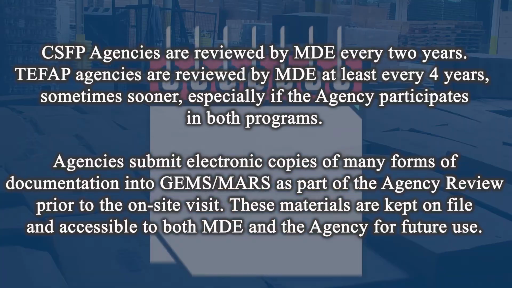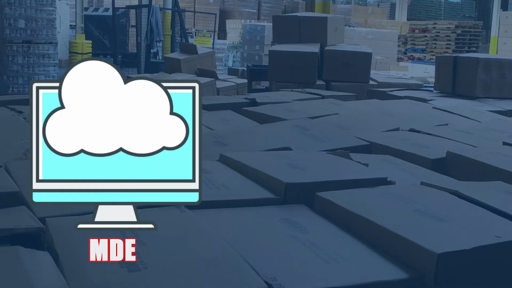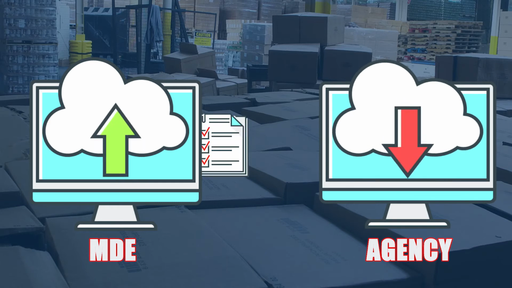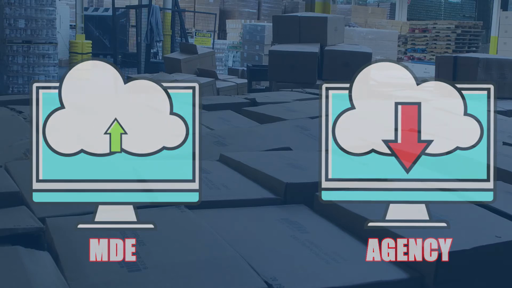participants. CSFP agencies are reviewed by MDE every 2 years. TFAP agencies are reviewed by MDE at least every 4 years, sometimes sooner, especially if the agency participates in both programs. Agencies submit electronic copies of many forms of documentation into GEMS MARS as part of the agency review prior to the on-site visit. These materials are kept on file and accessible to both MDE and the agency for future use. Any necessary corrective action, including a corrective action plan and proof of correction of review findings, are uploaded into GEMS MARS by the agency after the review.